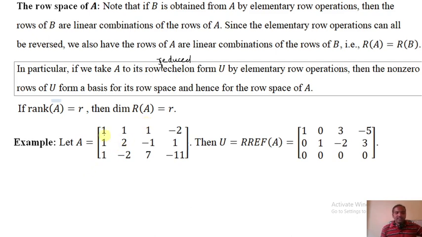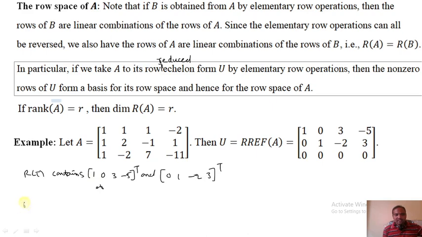Example: let A be this matrix, with the given row reduced form. How many pivots are there? Two pivots. What is the rank? Two. The number of pivots is the rank. Now, what is the row space? The row space is given by the non-zero rows: R(A^T) contains (1, 0, 3, -5)^T and (0, 1, -2, 3). This is the row space.